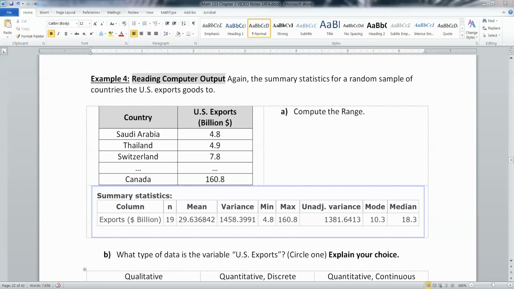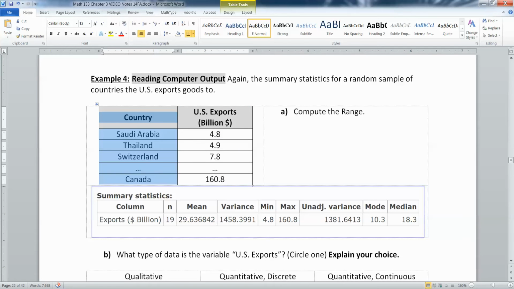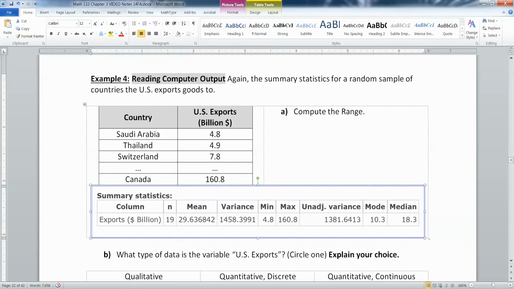So let's look here. We have the summary statistics for a random sample of countries that the U.S. exports goods to. So remember, this is U.S. exports in billions of dollars. These are the countries, but there are a whole bunch of countries that we're not seeing here. That's what the ... is. Okay. So the first thing we want to do is compute the range.